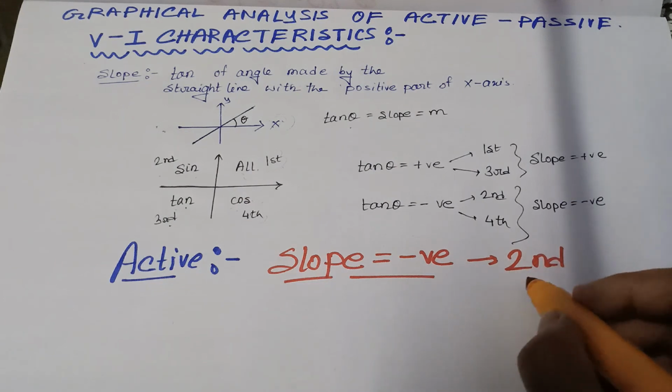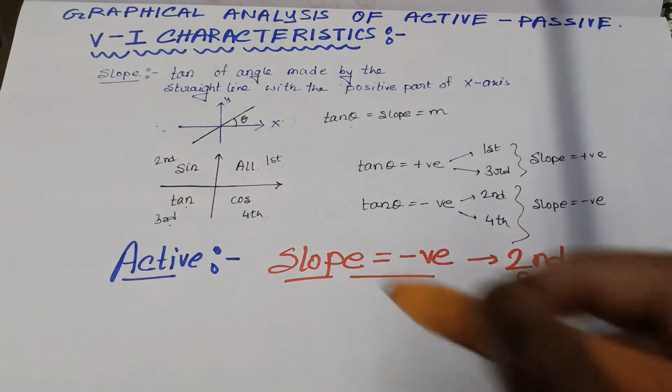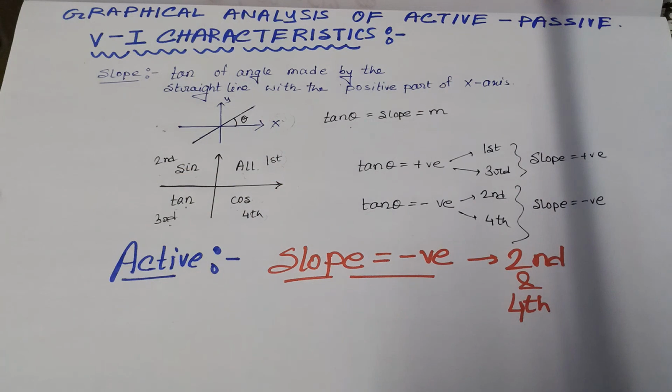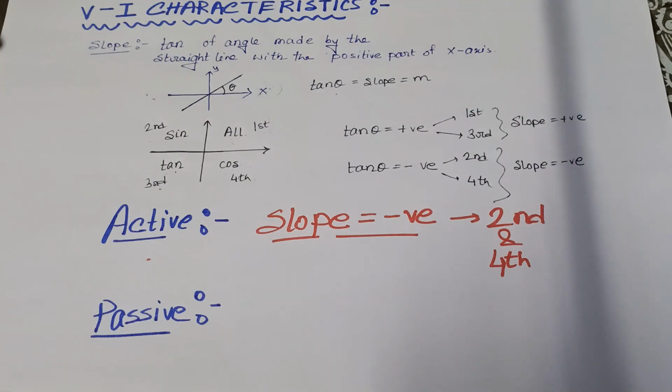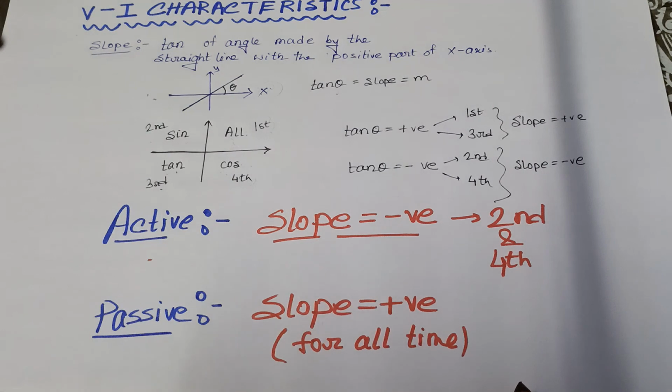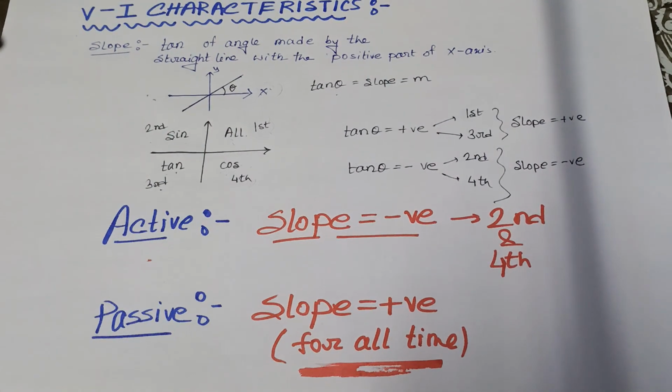Second and fourth. So when the VI characteristics of any element lies in second or fourth quadrant, then that element will be known as active element. And for a passive element, this slope should be positive for all time. Okay, this is important, for all time. Write down, slope is positive for all time. Why all time? I will explain it later.